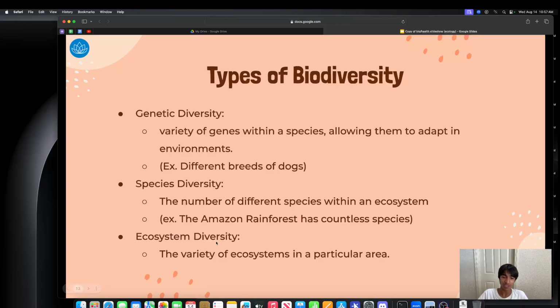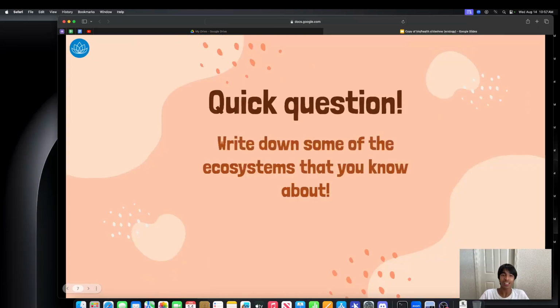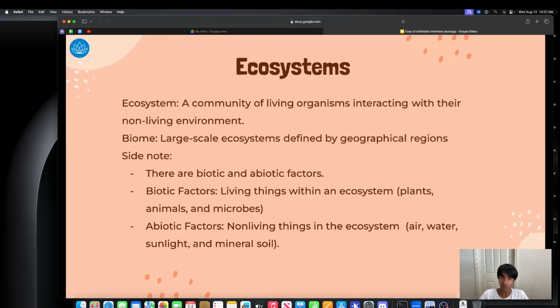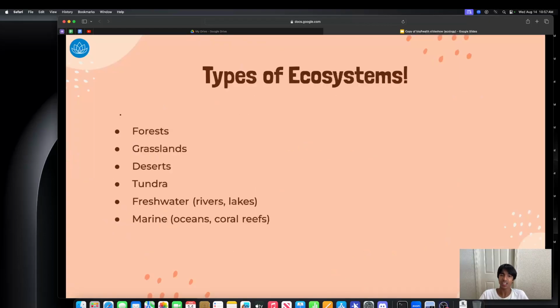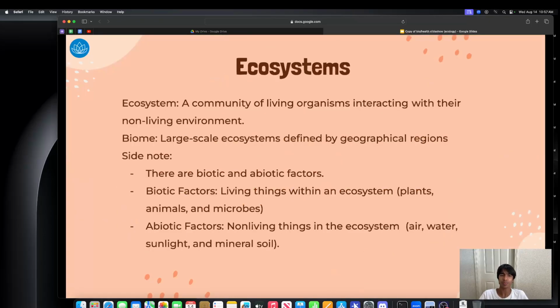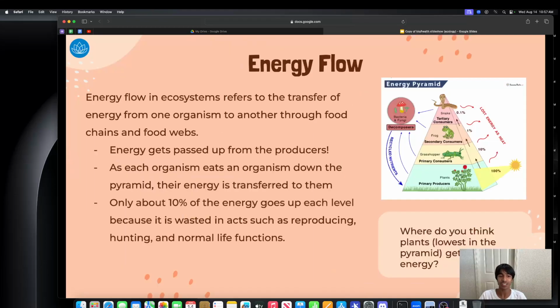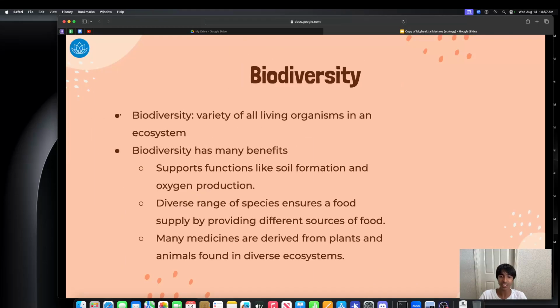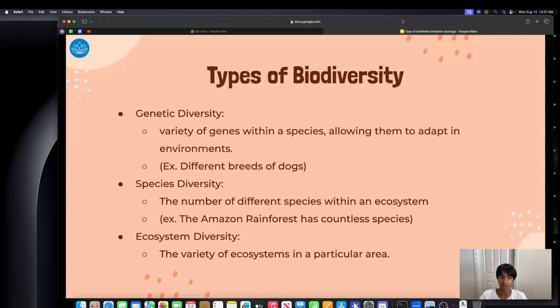And ecosystem diversity is the variety of ecosystems in a particular area, right? So an ecosystem is nothing but an animal interacting with its environment, but there can be multiple animals interacting with multiple different types of environments, right? So maybe there are multiple ecosystems inside a biome. So biodiversity happens in biomes, and that variety of ecosystems is in the particular area or biome of different animals interacting with their different non-living materials, right?